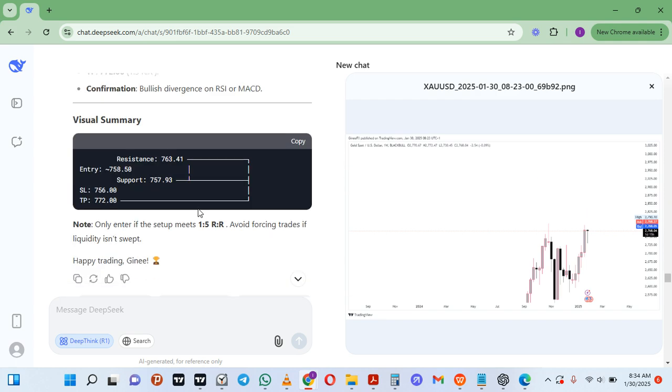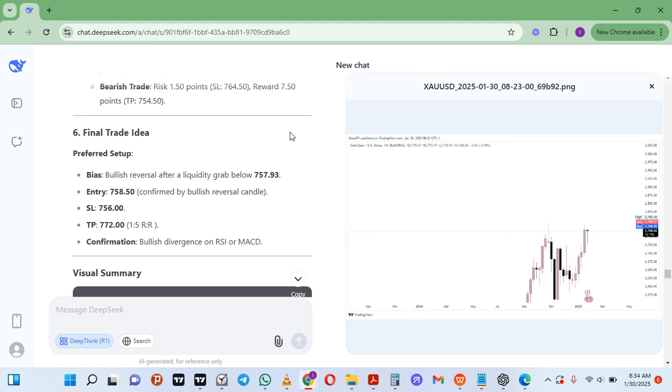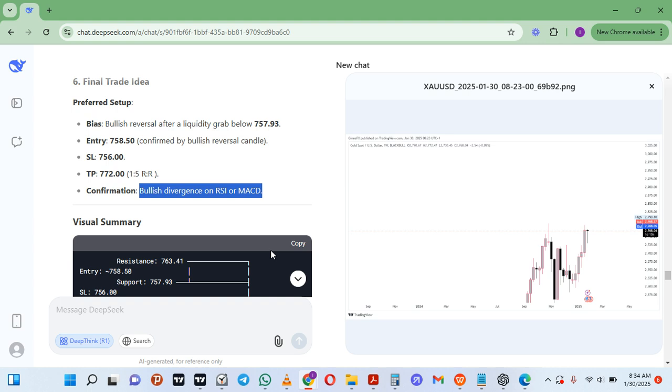I went back. He gave me a trade idea. This is what he gave me. I normally don't confirm my trades with bullish divergence, RSI or MACD. I do not use those. I use the basic trend reversal or continuation patterns, which are your double tops, triple tops, double bottoms, and triple bottoms. Basic reversal patterns.